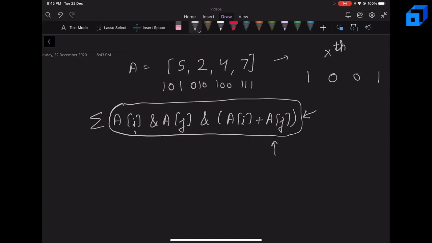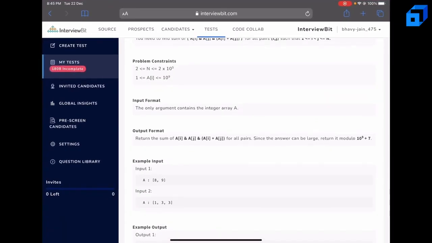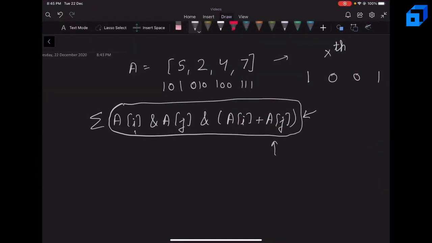So we iterate over all x from 0 to the maximum number of bits. In our original problem, we have ai less than or equal to 10^9, so there will be around 30 bits because 2^30 is greater than or equal to 10^9. But for the purpose of understanding, we can say that our numbers only have 3 bits. So our x will range from 0 to 2. We'll iterate from the 0th bit to the 2nd bit and find the contribution of each bit. For example, if there are p pairs where the xth bit is 1, then this will contribute p times 2^x to our sum.